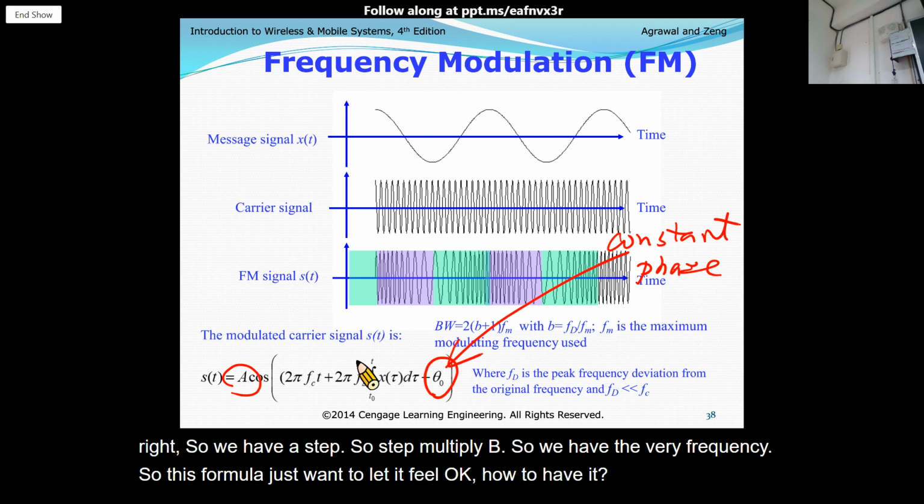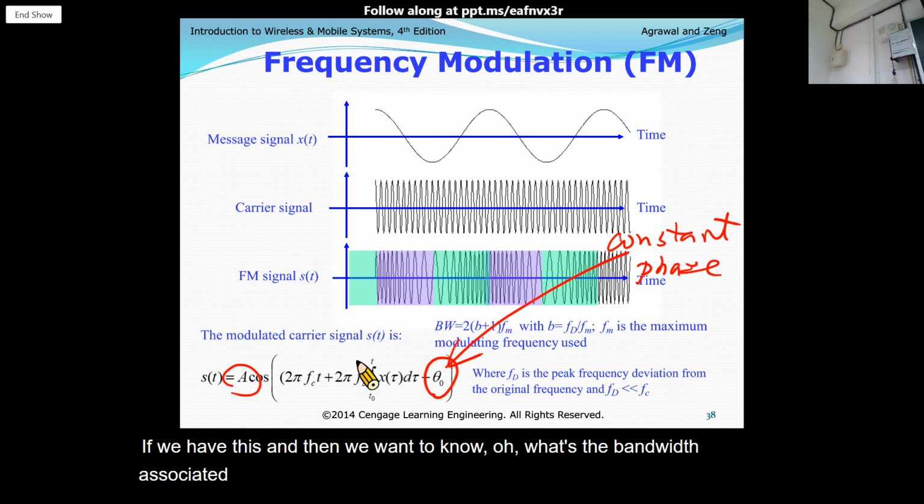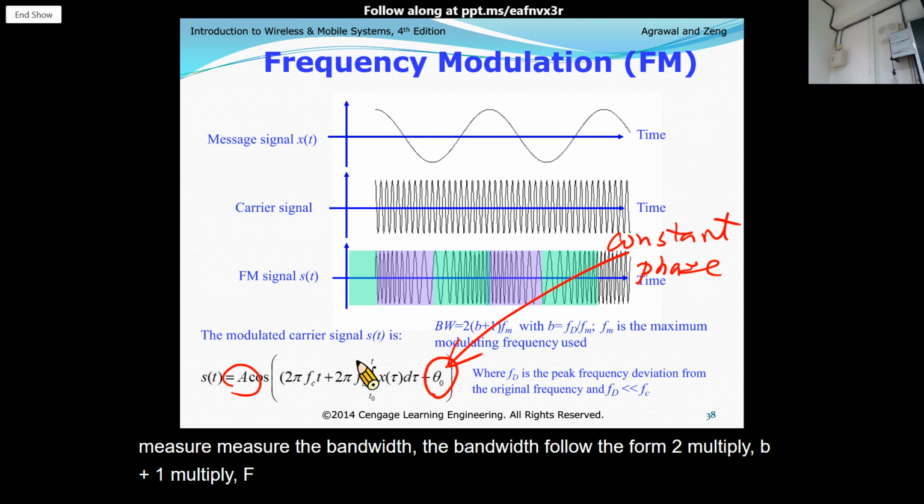If we have this, then we want to know what the bandwidth associated with frequency modulation is. We have the well-known way to measure the bandwidth. The bandwidth follows the form 2 multiplied by (beta plus 1) multiplied by fm, where fm is the maximum modulating frequency used.